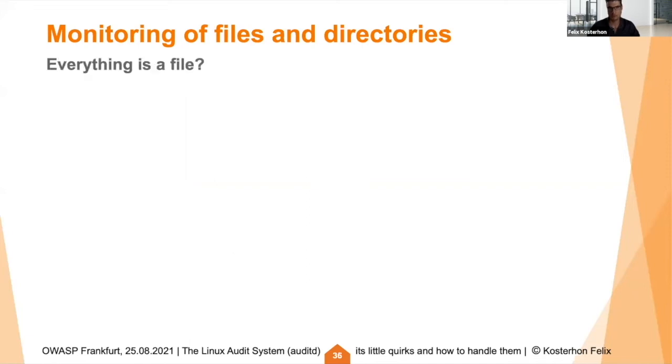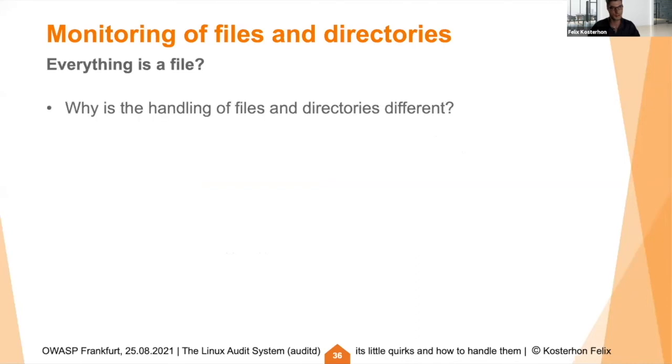And some of you may wonder now, but everything is a file. There is this Unix, let's say, unique thing that everything is a file. So why should files and directories be different? I already see a question, and I will get to it in the end. It's a really good question. But first let's dive deeper here. Why is the handling of files and directories different?